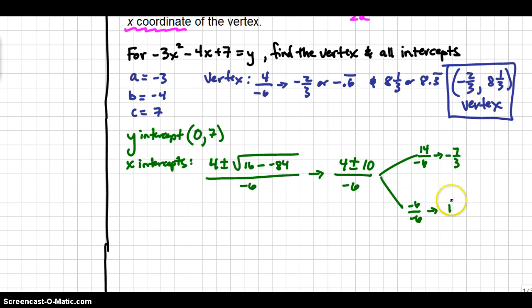Keep in mind that these two answers are separate from each other. They are both x-intercepts. X-intercepts are listed as coordinates. The values that we got are the x values. The other part of the coordinate is simply a 0. So I got negative 7/3 as one of my x-intercepts. The other x-intercept was 1. We just put a 0 for the y value.